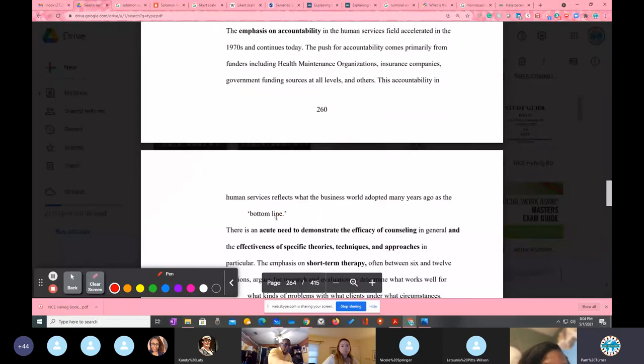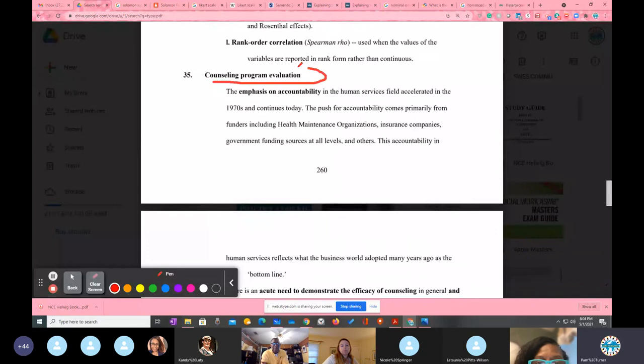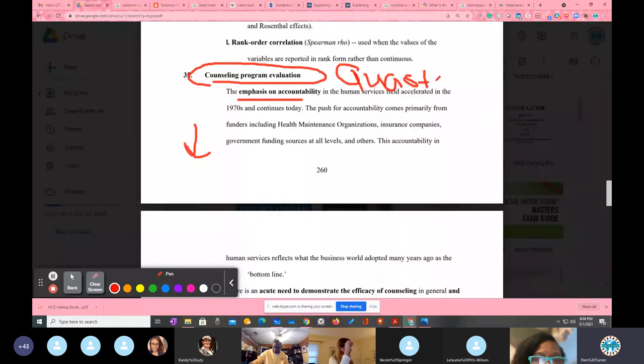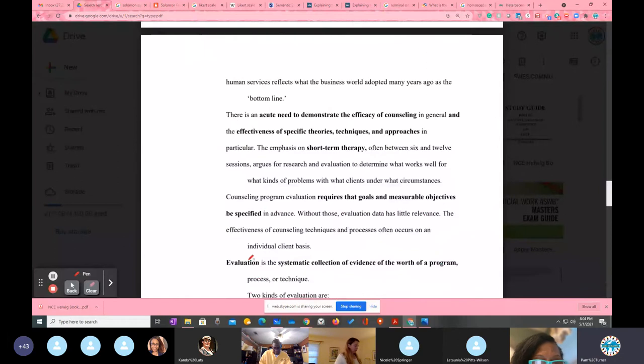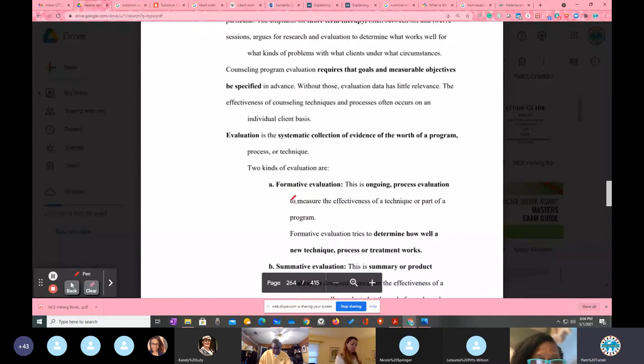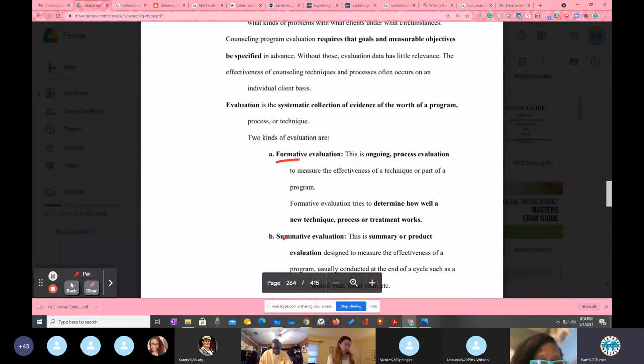You might also see things like counseling program evaluation. The point of accountability is very new in most of our fields. So there's a couple of questions you'll see on that, like evaluation. So I said to you before, if you're doing research, it always has to be quasi, right? Because it is not okay to have someone come in thinking they're getting treatment and they're not. That is not acceptable. Okay. So when it comes to looking at how we evaluate the programs, you might see two terms. You're going to see formative and summative.